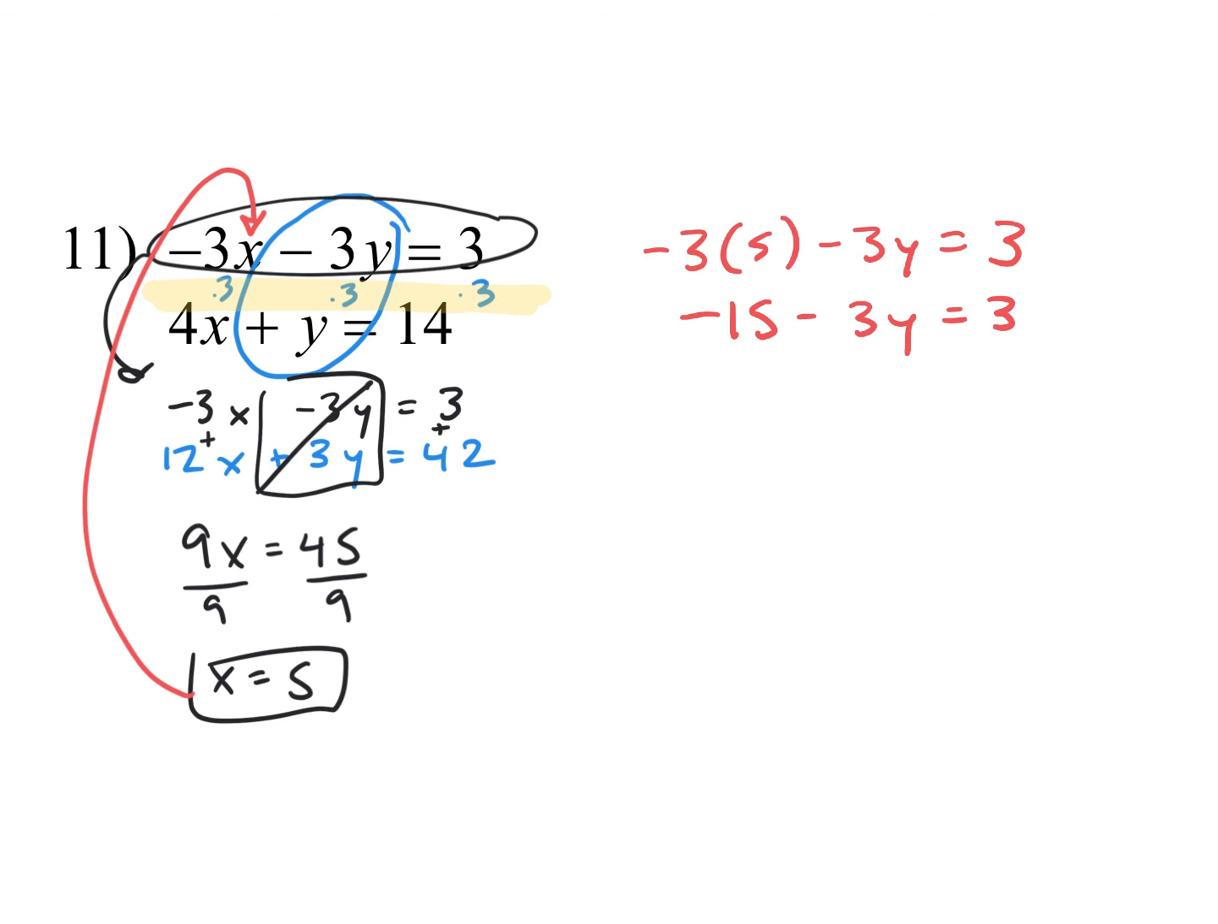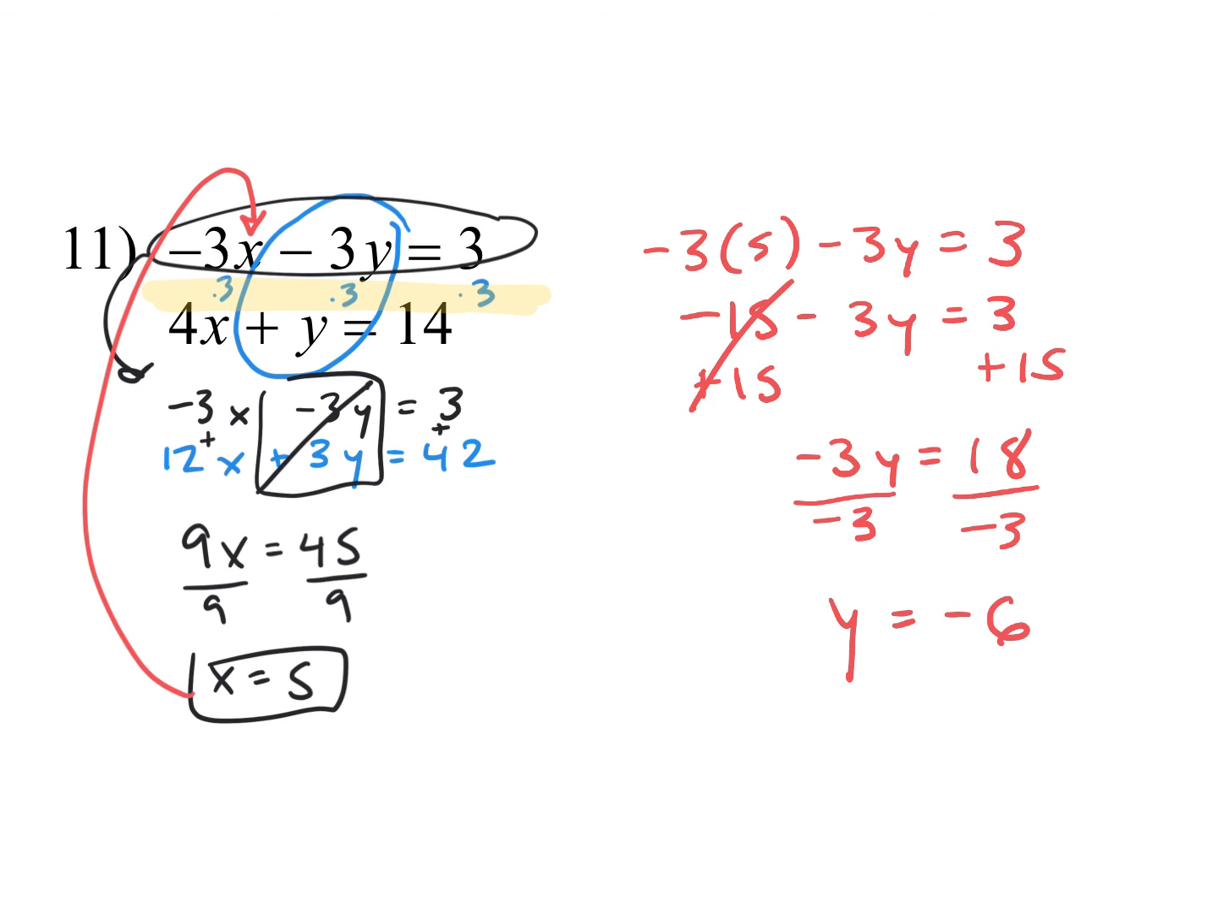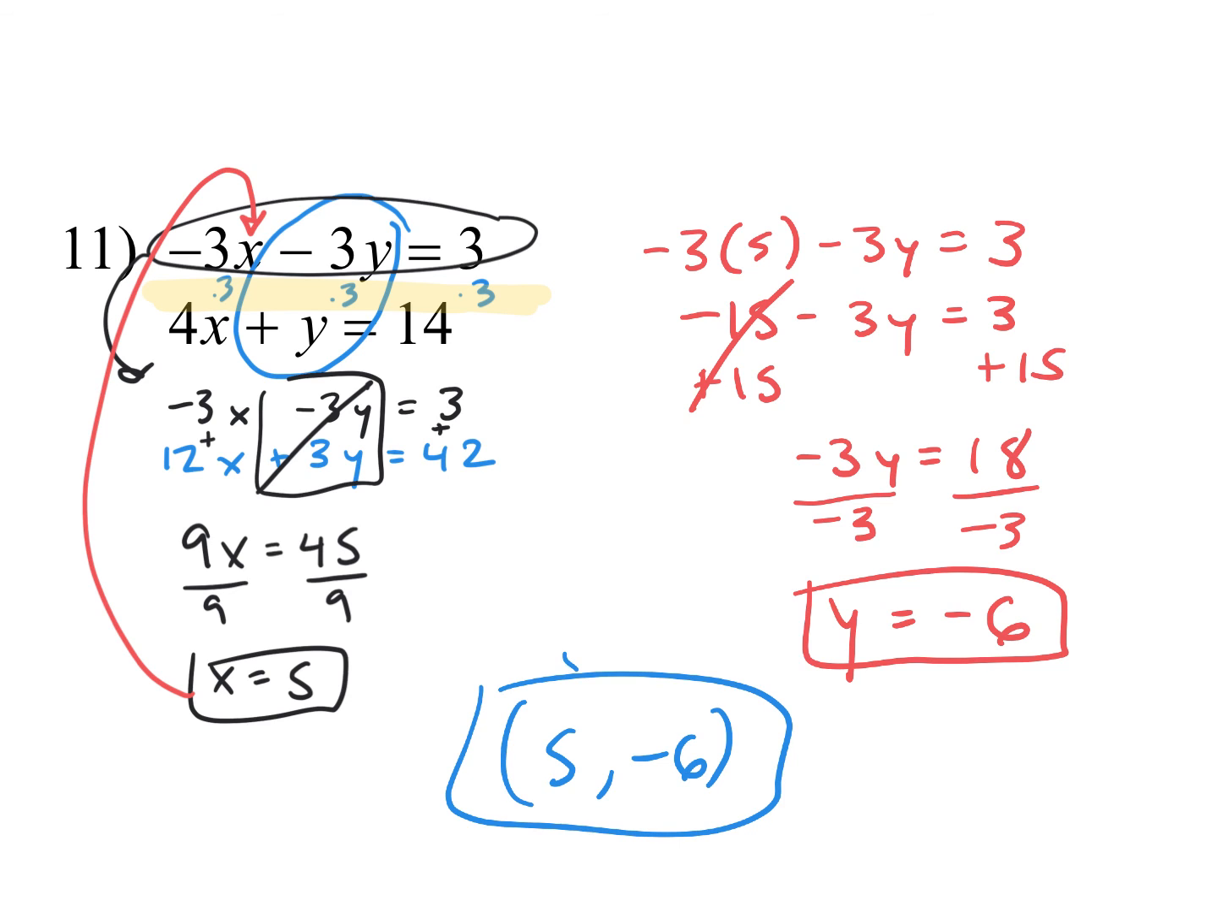What can I do next? Plus 15 to both sides, so it'll cancel. So negative 3y is equal to, what's 3 plus 15? 18. And then what can I do? Divide both sides by negative 3. So what's 18 divided by negative 3? Negative 6. So how would I write my answer? 5 comma negative 6. Awesome. The x comes first, then the y.